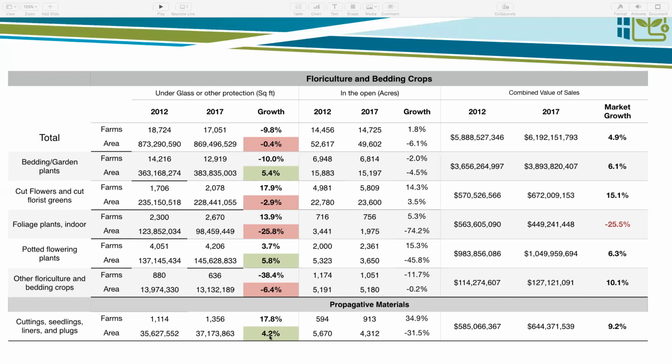In terms of area, there was a growth of 4.2% for cuttings, seedlings, liners, and plugs from 2012 to 2017 for crops grown under glass and other protection. There was a decrease in area for the same crops now grown in the open, and the market growth achieved 9.2% from 2012 to 2017. So like I said, no more detailed analysis of this category. And with that, we finish the numbers we had for the 2017 Census of Ag data analysis. That was the information that I had to present.